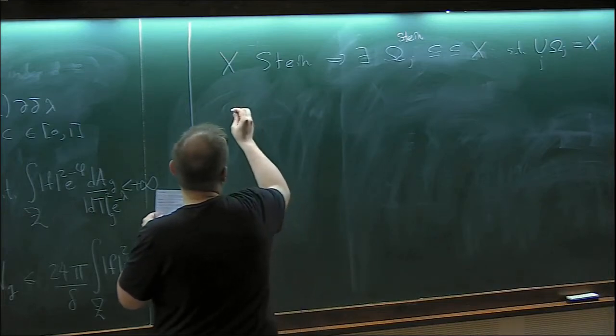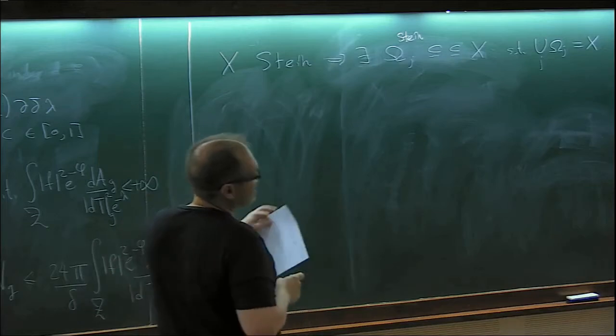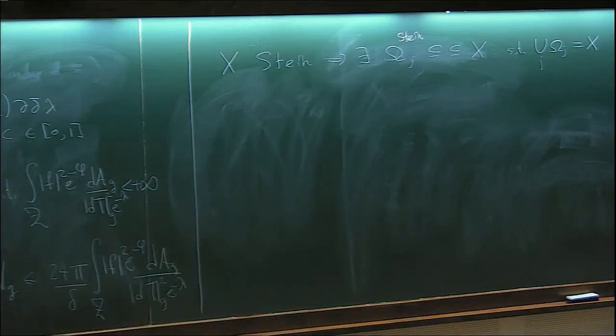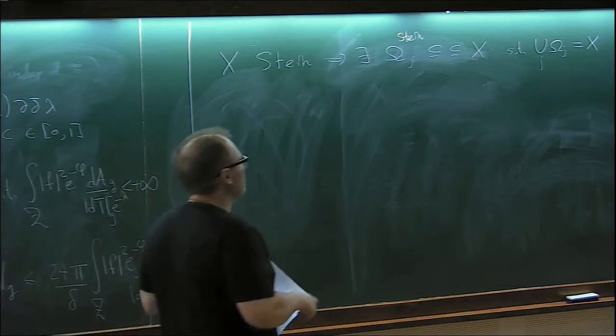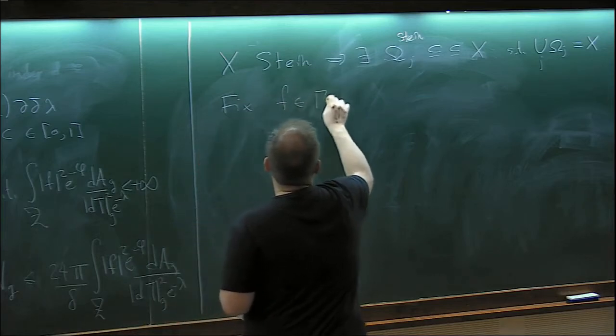So now what we're going to do is try to solve the extension problem on omega j for f, little f restricted to omega j. And then we'll take some kind of weak star compact limit to get the extension on x. So let's just fix once and for all the section to be extended.